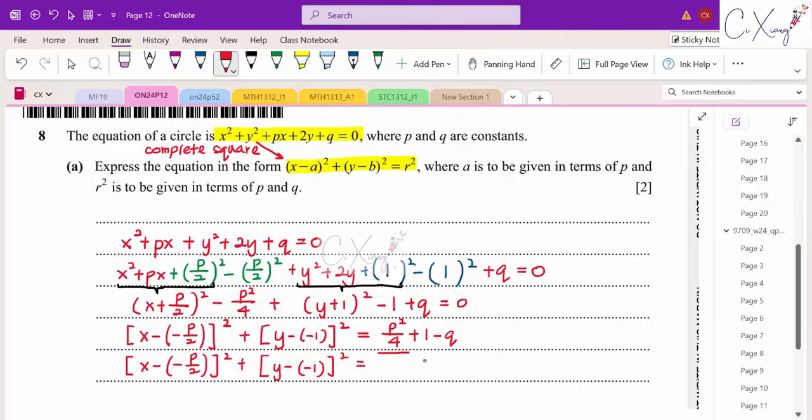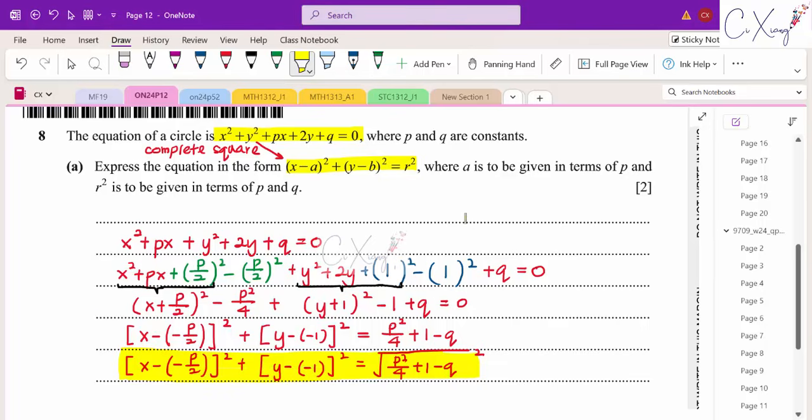Okay, so to make sure that I am having a square here, I have to make this r squared become square root r, and then you square it. Okay, so this is basically what they want us to express, from a general form of a circle into the standard form of a circle.